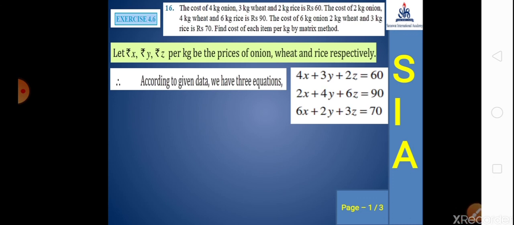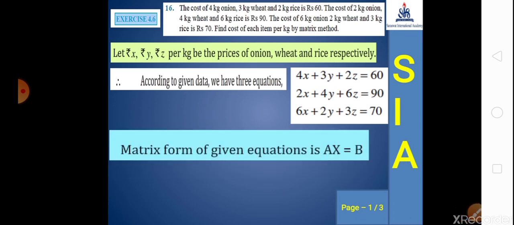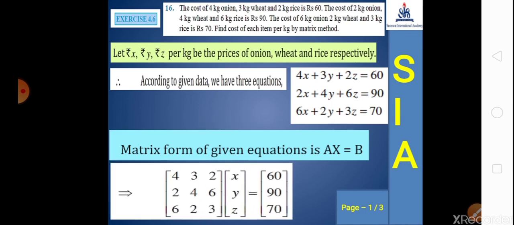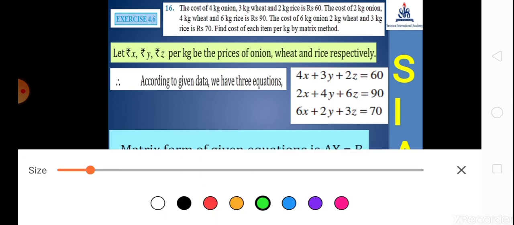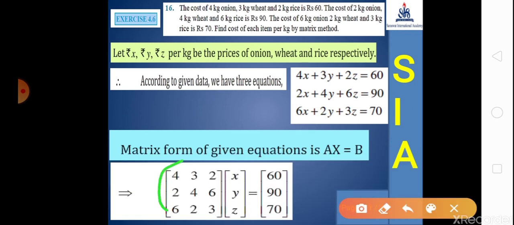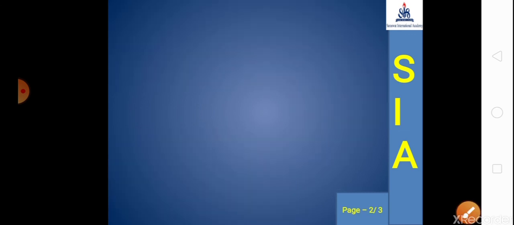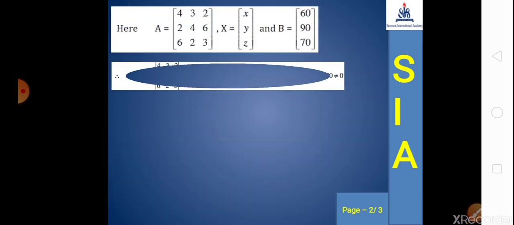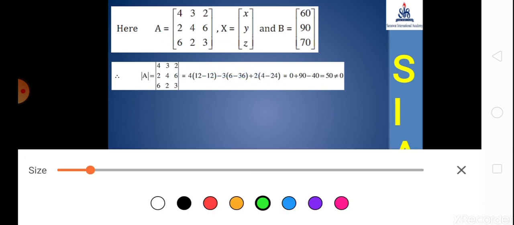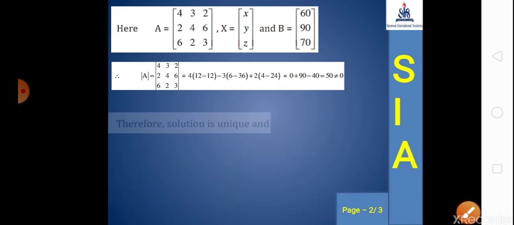Now it is easy, convert into matrix form. Ax is equal to B, where A, B and X are ready. How do we write these values? It is all the coefficients of x, y, z, and the right side is 60, 90, 70, as given in the conditions: 60 rupees, 90 rupees and 70 rupees. With the same process, apply the determinant of A and check whether the answer is 0 or not. Yes, it is non-zero. That means a unique solution exists.